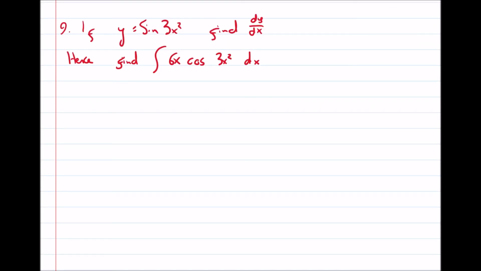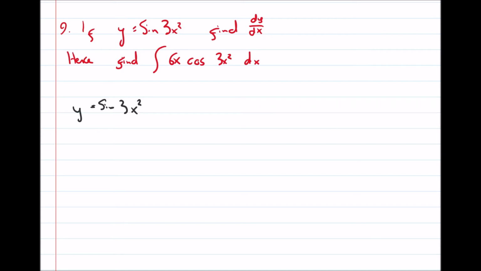Okay, so question 9 then. Question 9 is a bit of a strange one, right? But let's work through it anyway. So it says if y equals sine 3x squared, find dy dx first. Okay, so we're differentiating there. So y equals sine 3x squared.